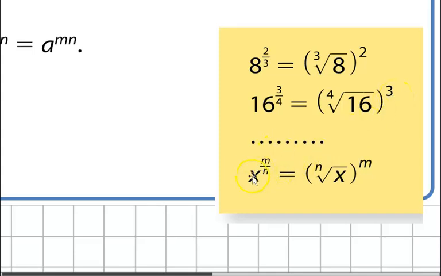And we can summarize that as x to the power of m over n is equal to the nth root of x raised to the power of m. So the denominator, whatever it is, goes in front of the root, and the numerator, whatever that is, becomes the new power.